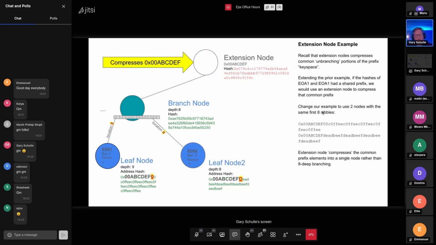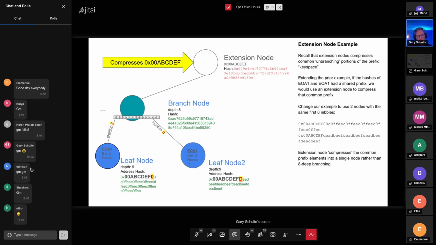Okay, back to extension nodes. Again, I don't think we need to think too hard about extension nodes to really understand the differences in state implementations across different clients. But just to close the loop, an extension node, if you recall, compresses some portion of key space. So if we fiddle again with our toy hashes here and say that the hash of this address is 00ABCDEF00 coffee coffee coffee, and this one's 00ABCDEF dead beef dead beef dead beef, they have 8 nibbles of common prefix.